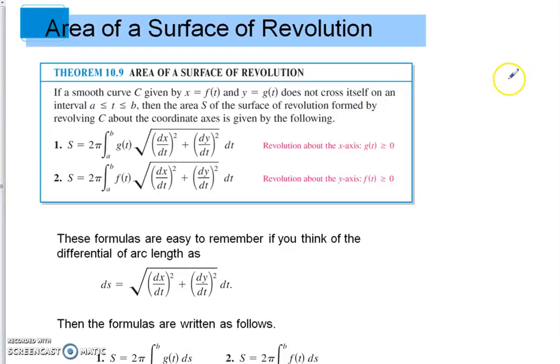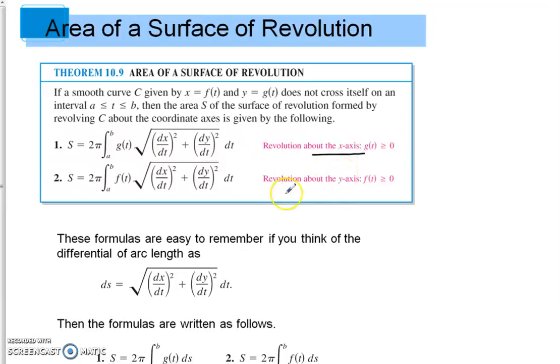Next, we move on to area of surface of revolution. And you can see this is kind of related to what we looked at before. If you go back to what we learned earlier about surface areas, it's a very similar formula. What you want to notice here, though, is S is equal to 2 pi times the integral from a to b of g of t, now that's the y equation, times the square root of these two derivatives, quantity squared, when it's revolved around the x-axis.